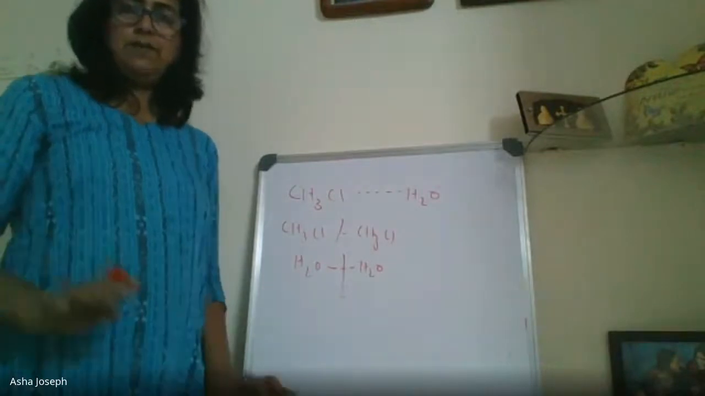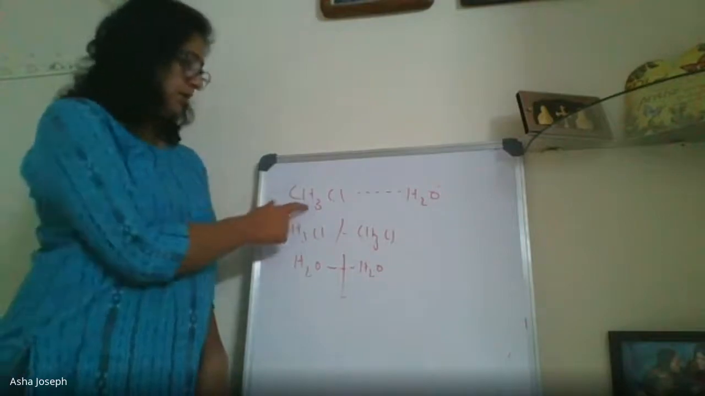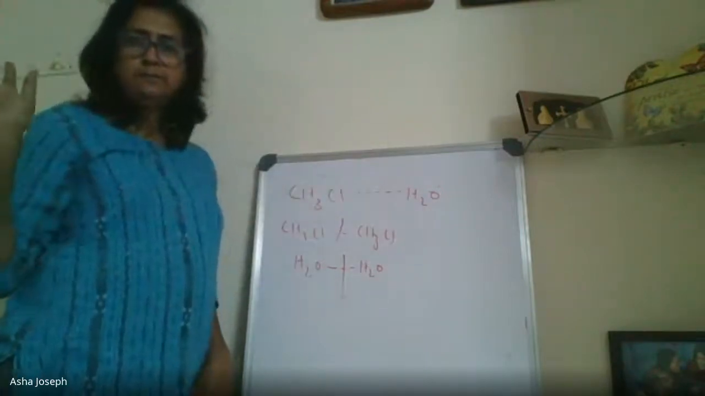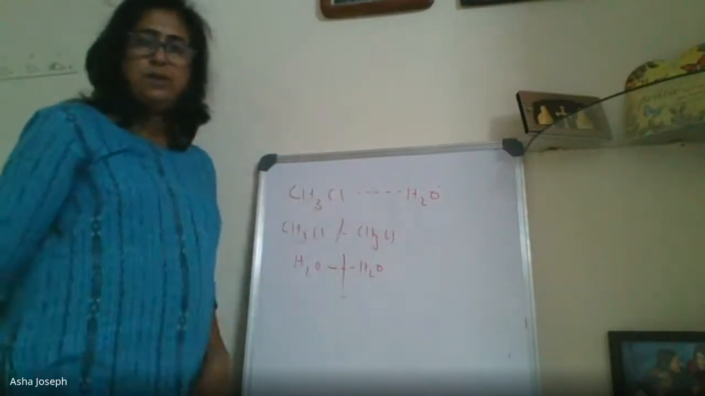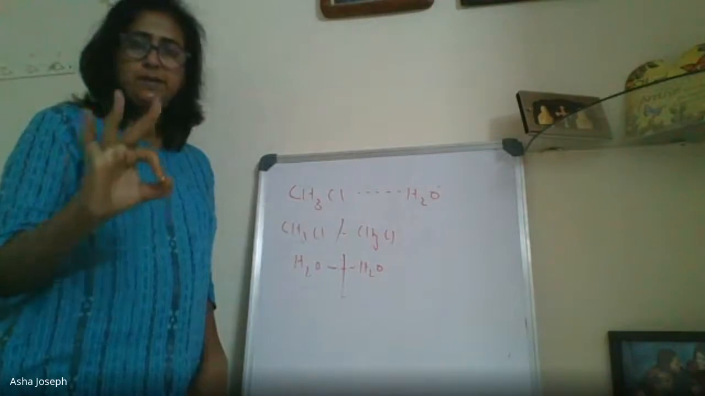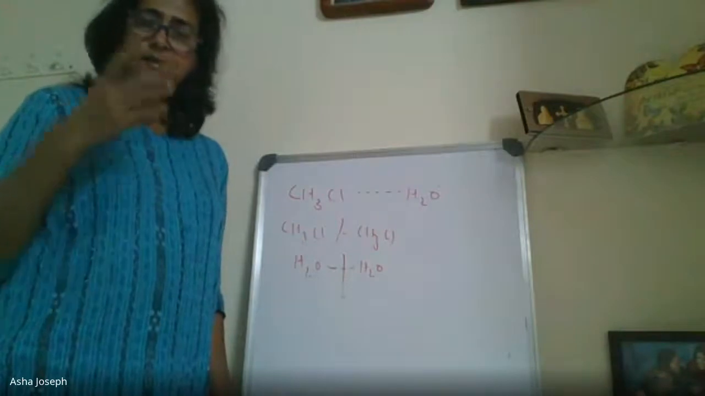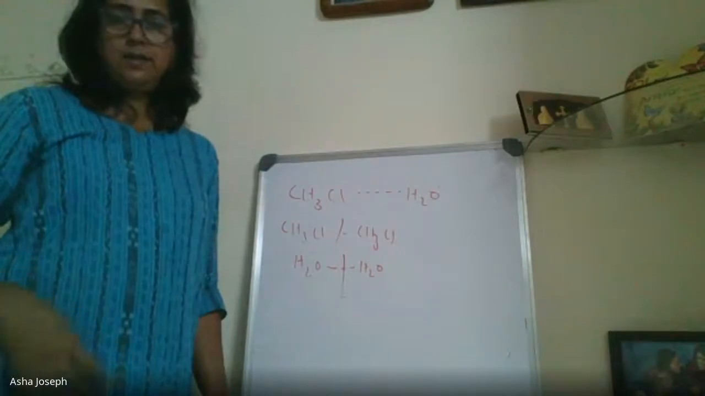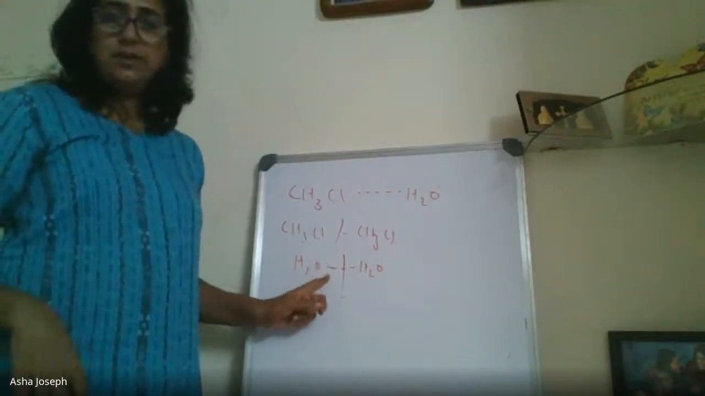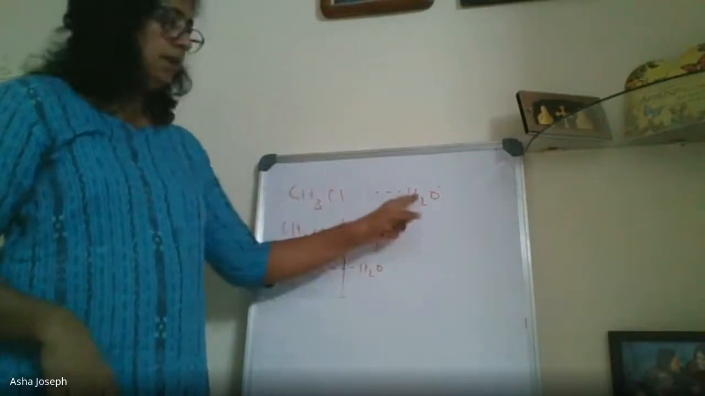Yes, ma'am. I will explain once more. Suppose I am going to dissolve chloromethane in water. When I put chloromethane in water, there will be three types of interaction. The first is among the chloromethane molecules. The second is among the solvent molecules, and that is a strong interaction, intermolecular hydrogen bonding. And the third one is between chloromethane and water.